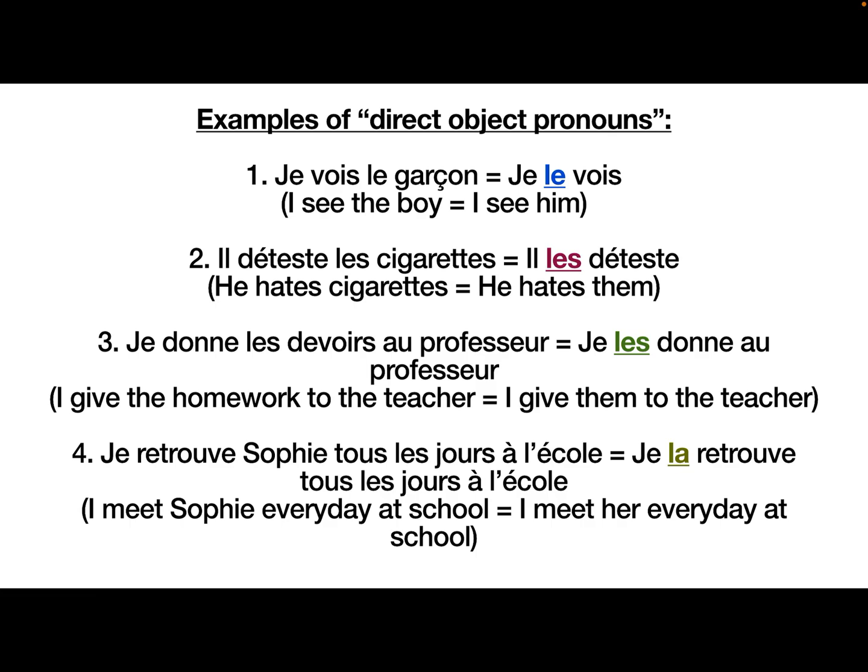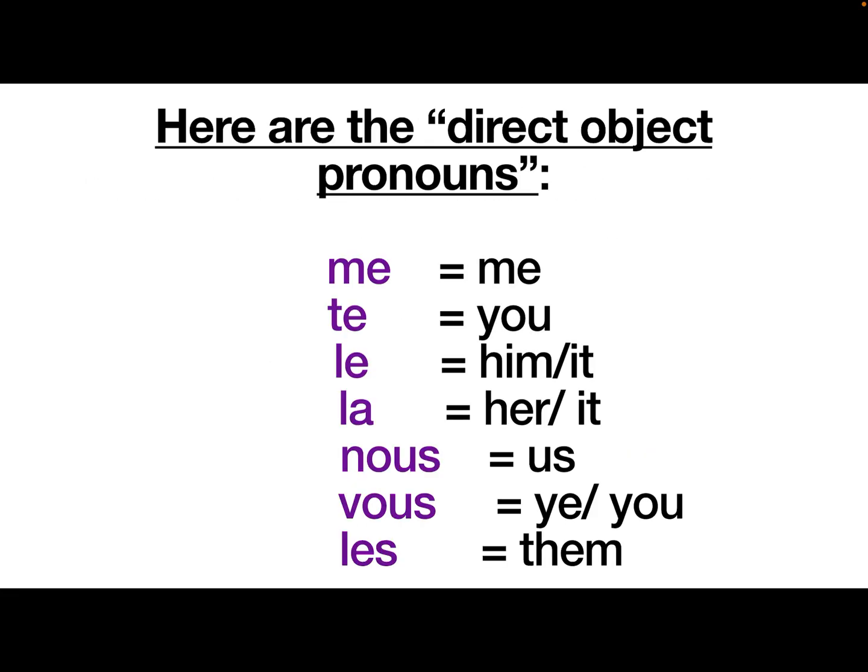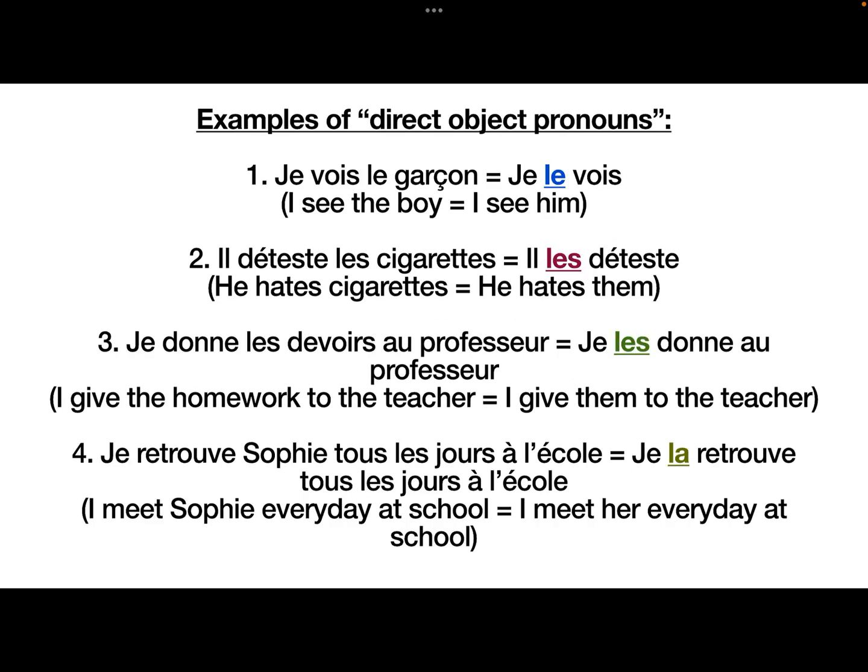Okay, so I need to go back to my list of direct object pronouns. What's the word for him? In French, that's the direct object pronoun, le. Okay, so I go to my sentence, je vois le garçon, I drop le garçon, and I replace it with le. Okay, and I put it before the verb, je le vois. So je vois le garçon, I see the boy, I see him, je le vois.